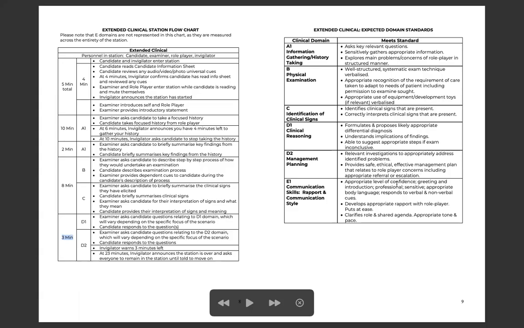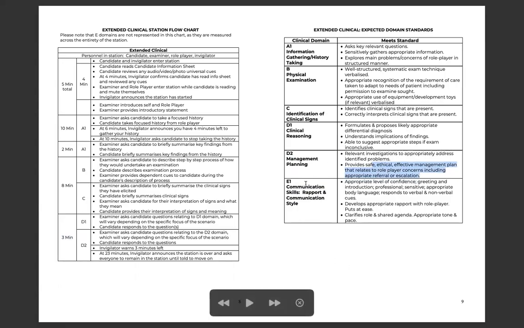So in the management planning, you will tell about what investigations you want to carry out in this patient, and also the safe, ethical, and effective management plan that relates to the role player concerns, including the appropriate referral or escalation. So if you want to refer also, you can tell here.